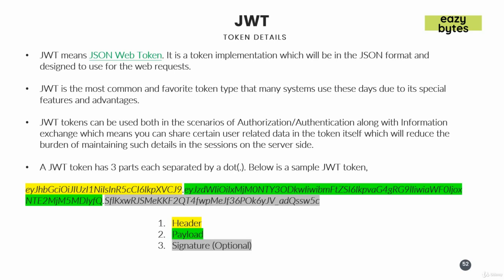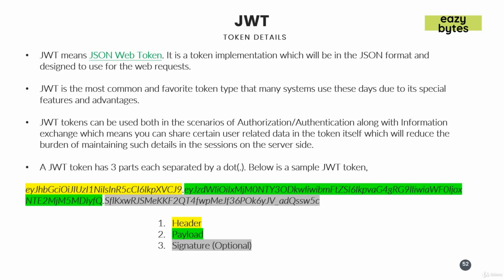So basically, a JWT token has three parts which are separated by dots. You can see below a sample JWT token that got generated, and the very first yellow highlighted part is the header part. Right now this is all base 64 encoded value. After the first dot we have the payload or body part of the token, where we store all the user related information or any other information that we want to store for ourselves.